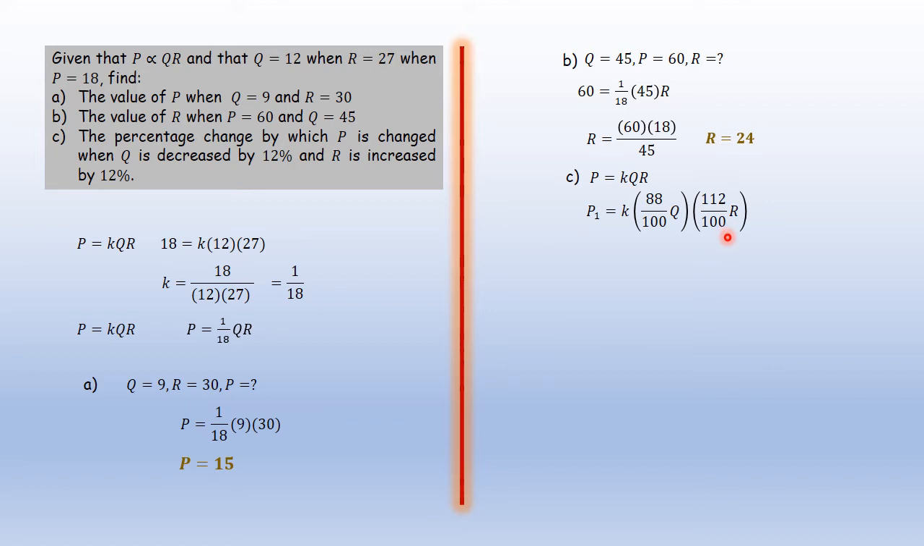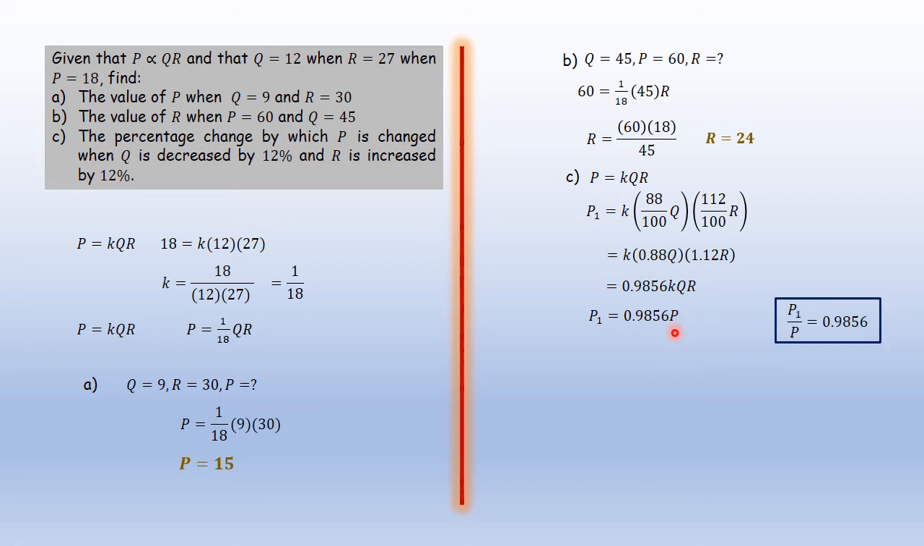And so our business now is to simplify what we have after the equal sign. We're going to write 0.88Q and 1.12R, those two multiplied by K. You bring the 0.88 times 1.12, and that gives us 0.9856. And then the K, Q, and R appear at the end there. With that, we can say that P1, let me call it the adjusted P, is simply 0.9856 of the original P, because KQR is P. So I've just replaced KQR with P here.